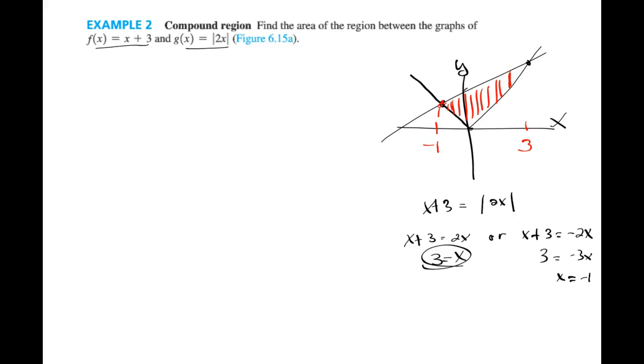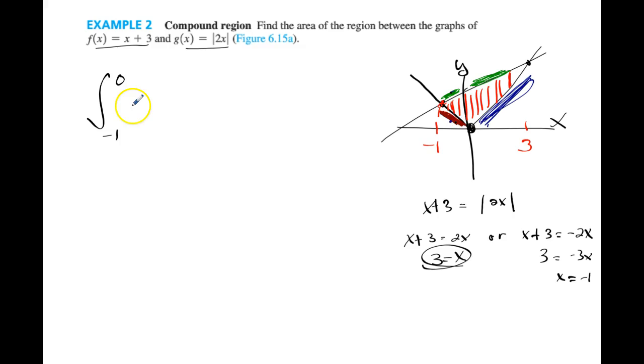But I still have a little bit of a conflict because the function above here and below here is different than the function above here and what's below here. So I can't just say green minus maroon. Actually, what I'm going to do is integrate from negative 1 to 0, because I have a point of intersection here at 0. And so then I'll do the green minus the maroon.